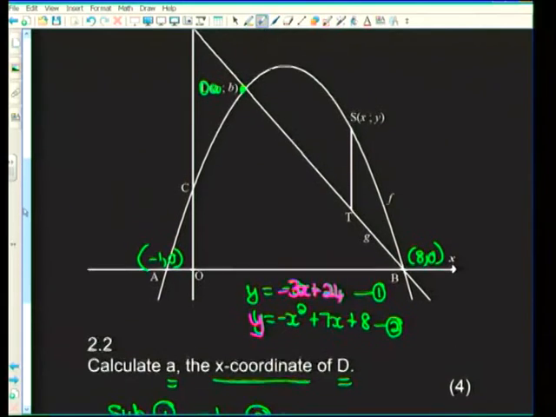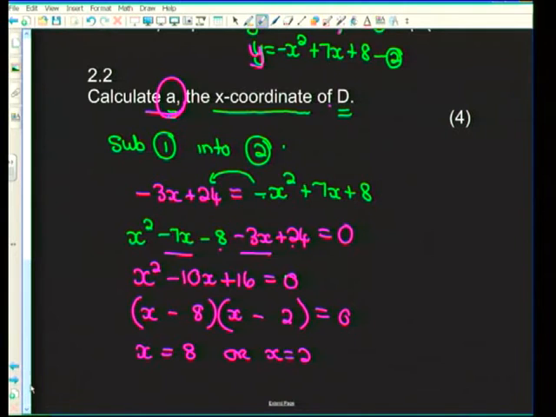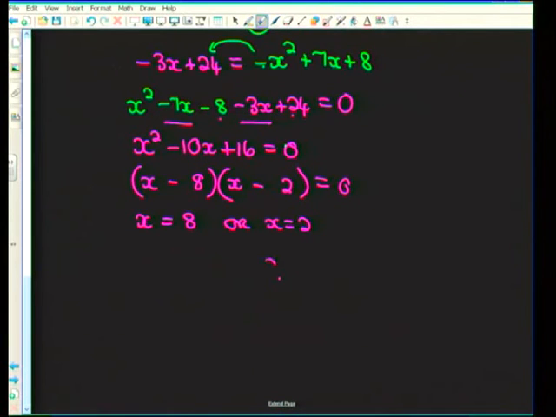So if we go back to the drawing, let's see what we got. We got 2 and 8. But this one here is 8, so that makes perfect sense. So this one, the D, must be 2 something. Now, have we done the question? They said calculate A. That was just the x value of the coordinate D. So yes, we have done what they want. And so all I would do is say, to finish the question, A equals 2, because they asked me to calculate A.